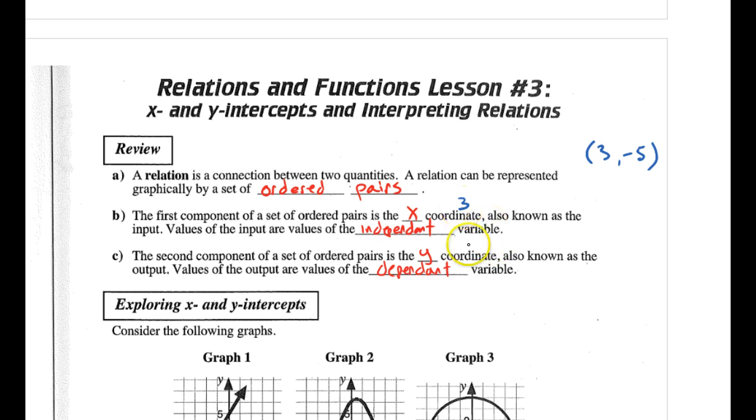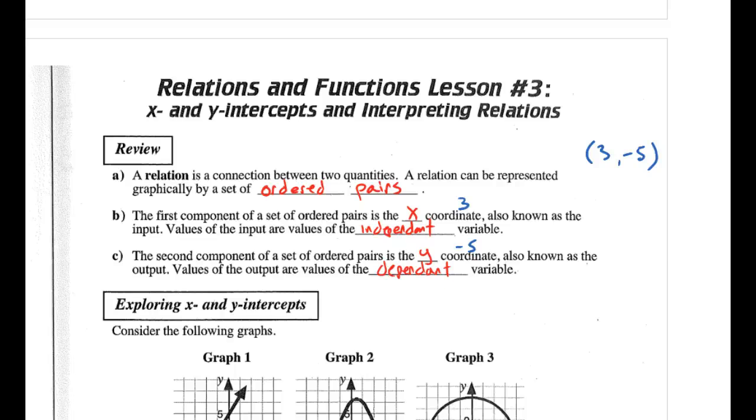Now, the second component is the y. So this would be the y over here, negative 5, also known as the output, and the output values are called the dependent variable. In other words, the y values depend upon what the x values are.